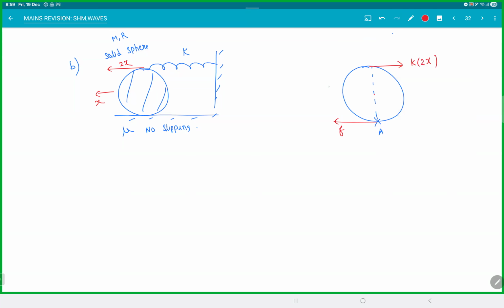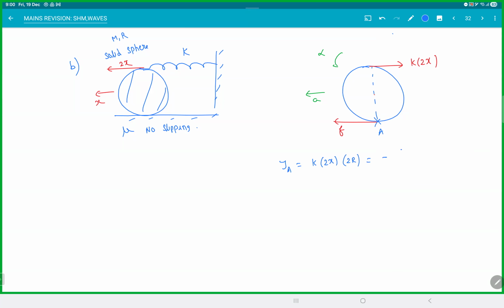And we will take acceleration a forward, alpha this way. So a should always be in the direction of x. If I take torque about a, friction will go off. That's what I want. I don't want to deal with that friction there. So k into 2x into 2r minus moment of inertia I about A times alpha.